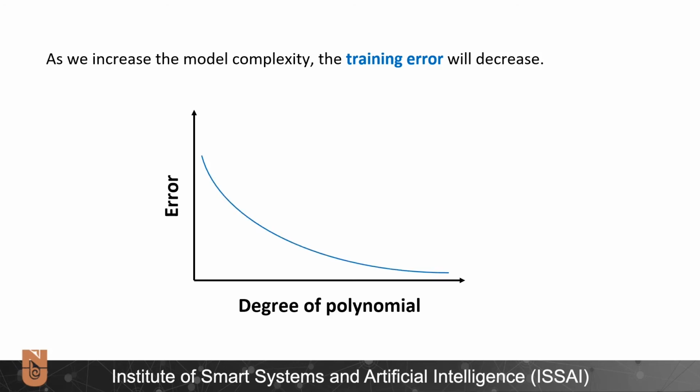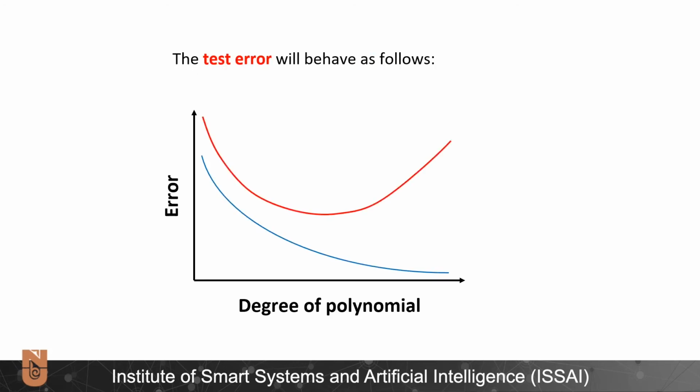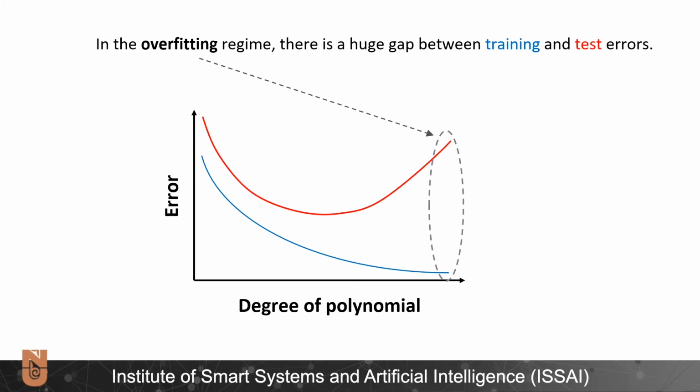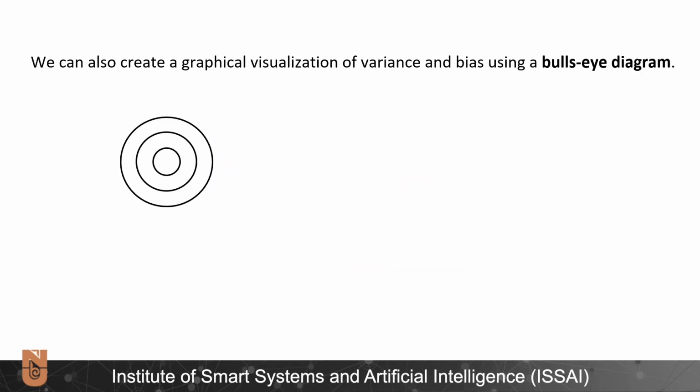As we increase the model complexity, the training error will decrease. The test error will behave as follows. In the underfitting regime, both training and test errors will be high. It usually happens when the model is too simple. In the overfitting regime, there is a huge gap between training and test errors. This usually happens when a model is too complex. We can also create a graphical visualization of variance and bias using a bull's-eye diagram.